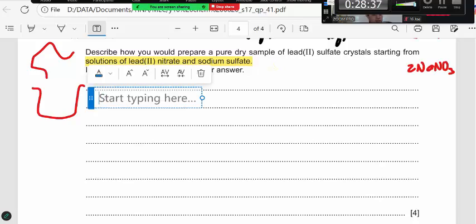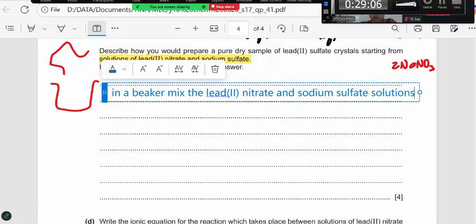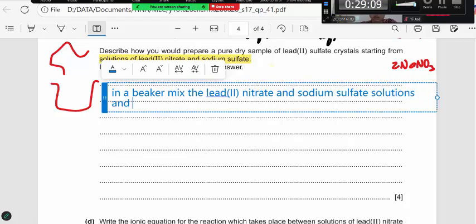So in a figure, mix the lead nitrate and sodium sulfate solutions and stir with a glass rod.